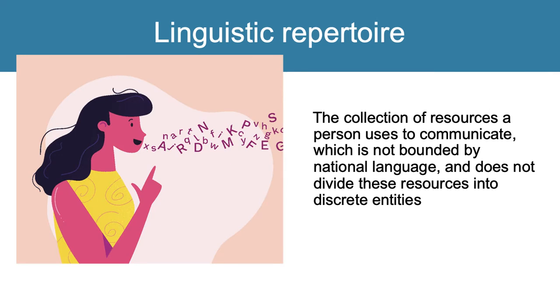Related to this is the concept of linguistic repertoire, which you heard us describe in Part A when we spoke about Sandra's linguistic profile. This concept recognizes the collection of resources a person uses to communicate, which is not bound by national language and does not divide these resources into discrete entities. In the literature, you will find several different definitions for this. This is the current one that we use, and we feel it allows us to use lenses in our research that reveal the embodied, the verbal, the contextual, and the material.